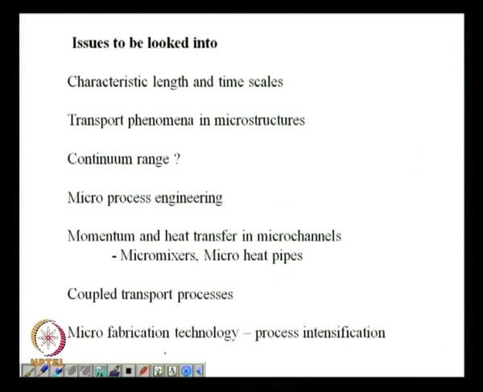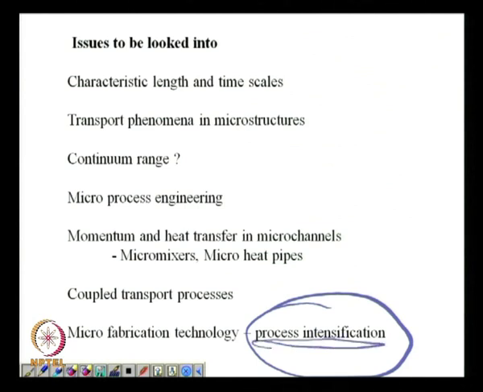And finally, we are also going to look at the microfabrication technologies which are available today, which are still evolving at a very rapid rate, and how the use of this fabrication technology results in intensification of any process. That is going to be the goal. So, through all these studies, our main goal is how to intensify the process, how to increase the rate of formation of a specific material in a much more controlled way in a process, and that is what we are going to look at in this course.